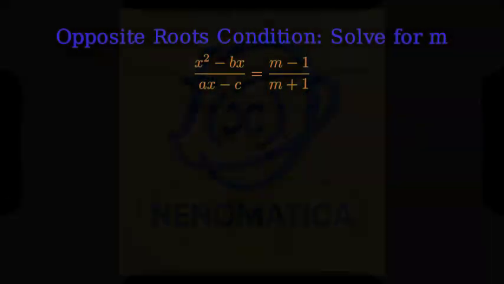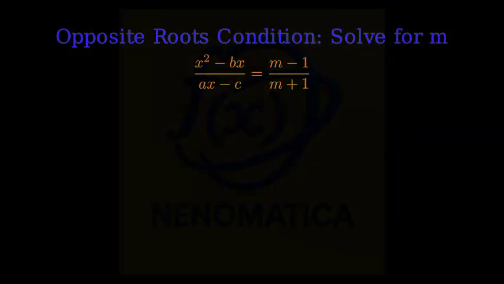In this video, we will solve for m so that the quadratic form from the equation (x squared minus bx) over (ax minus c) equals (m minus 1) over (m plus 1) has two opposite roots. Two opposite roots means the solutions are r and negative r, so their sum is 0. First, let us write the given equation clearly.